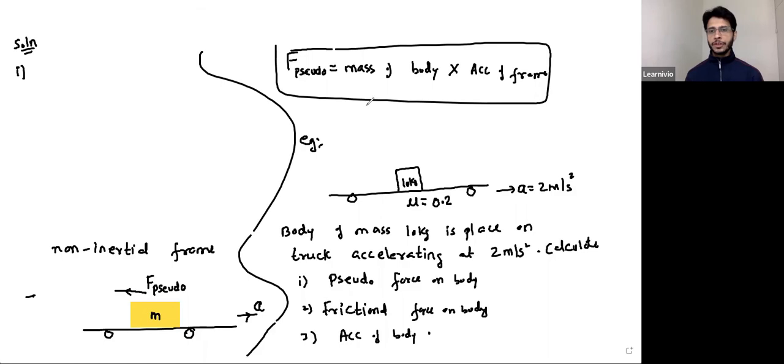So the solution of the first part: the pseudo force is basically mass of body multiplied by acceleration of frame. Here the mass of the body is 10 kg. The acceleration of the frame is 2 meters per second square. So that's 10 into 2, which is 20 Newton.